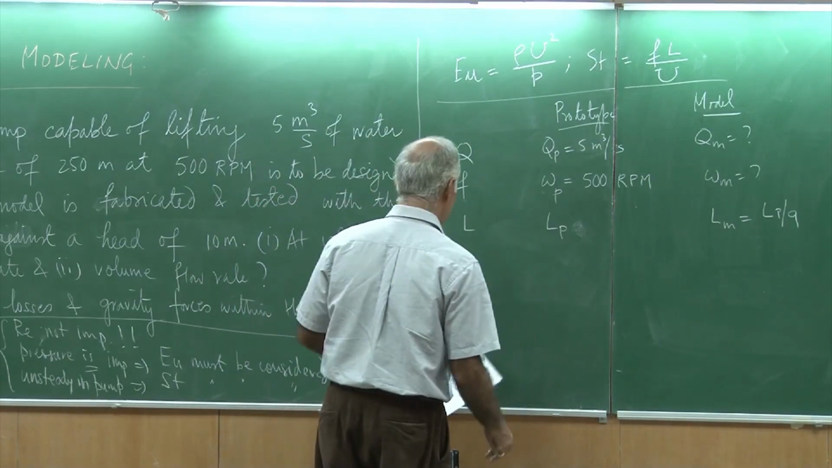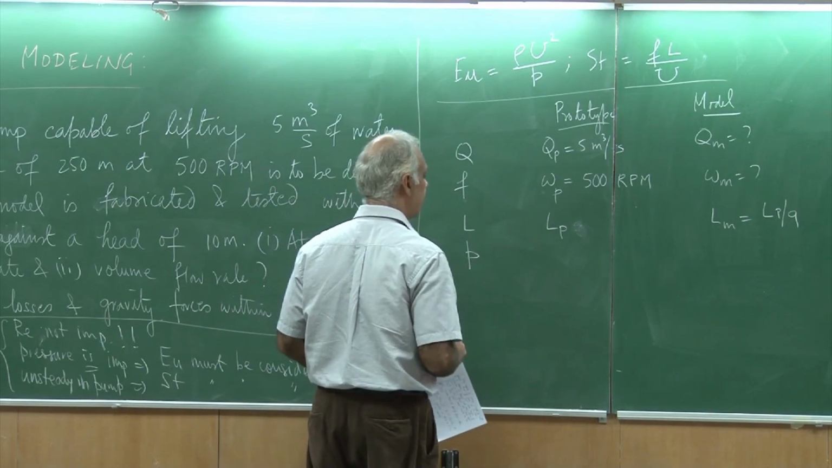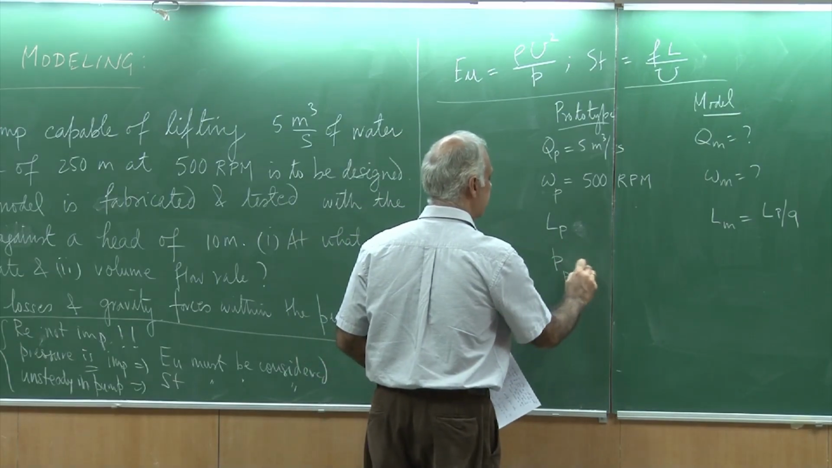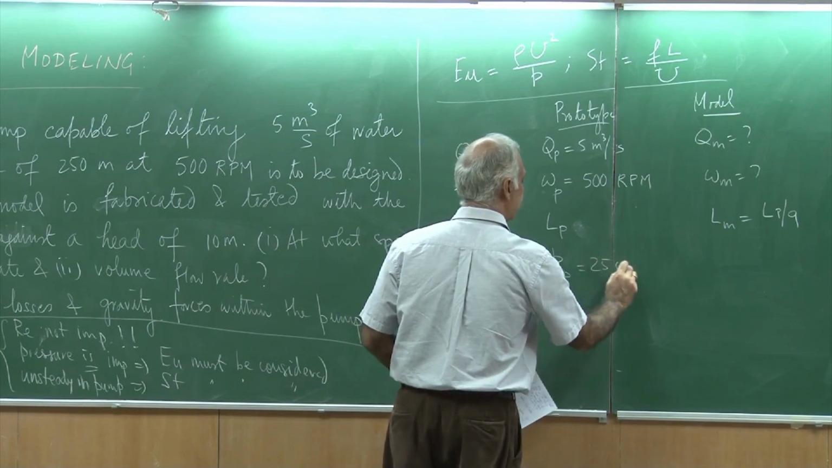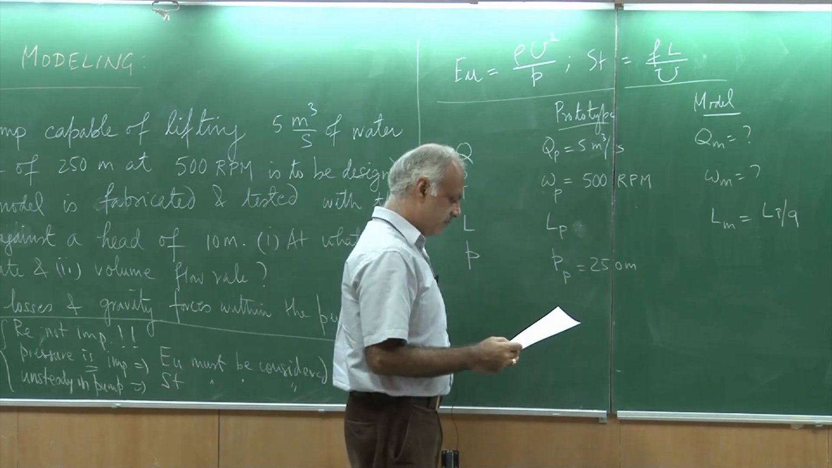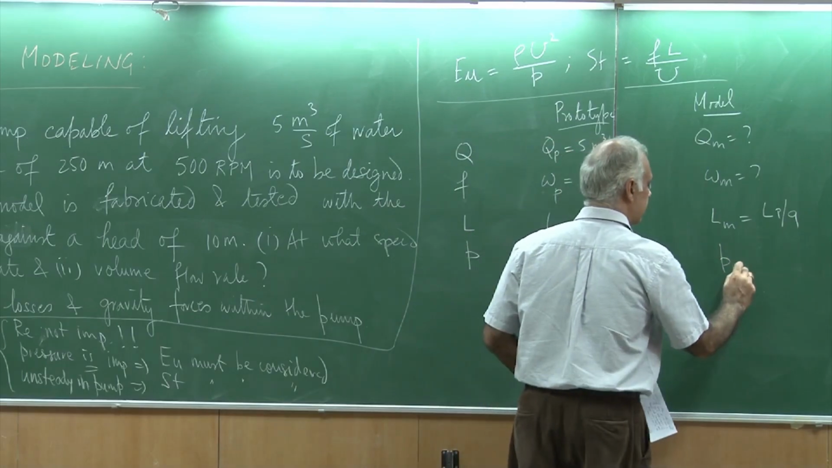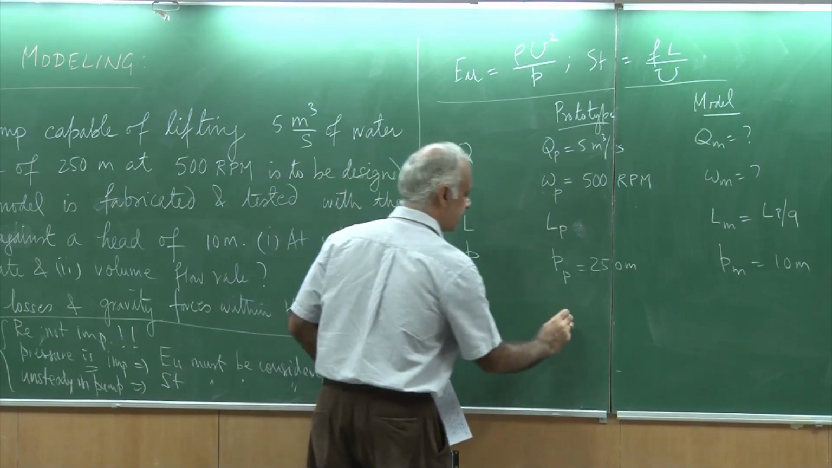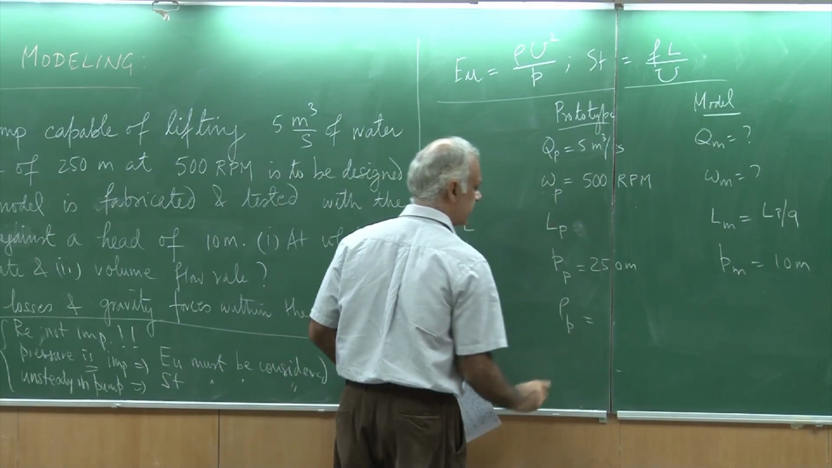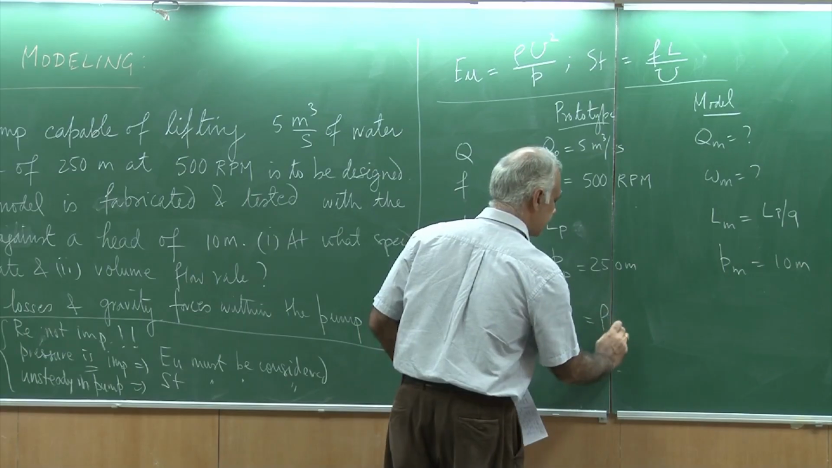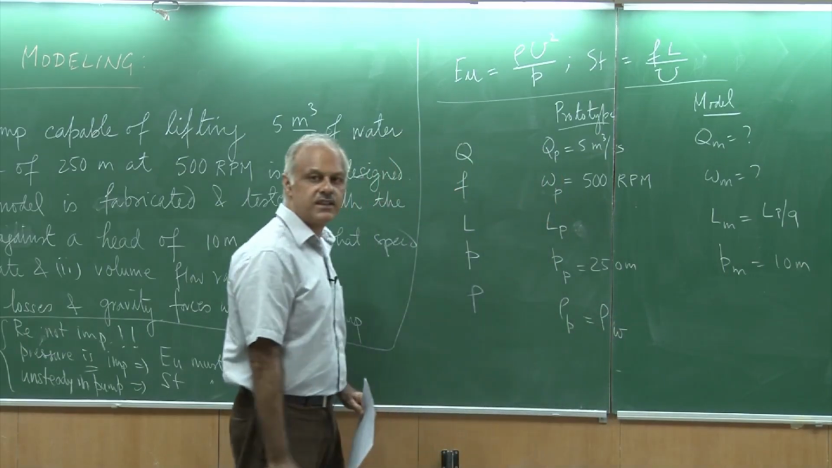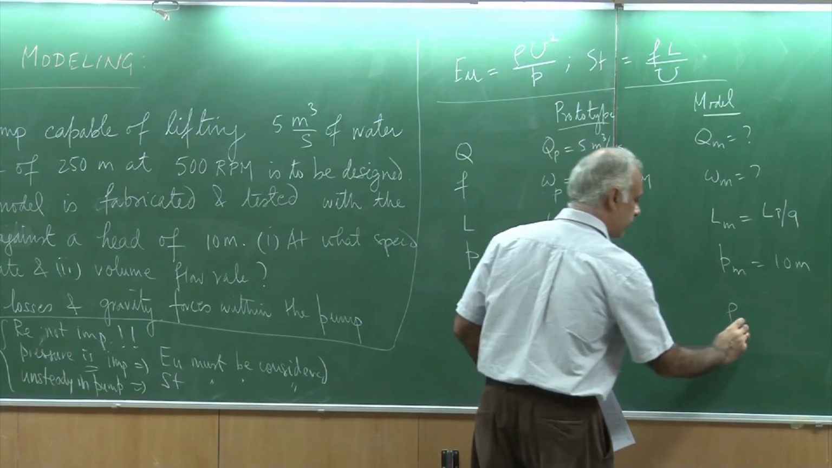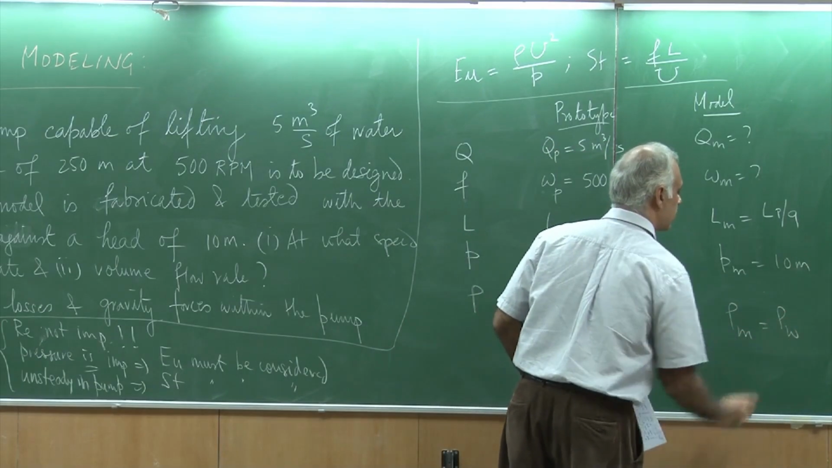I can talk about the head, the pressure head for example. This was for the prototype, it is given as 250 meter, and for the model this is 10 meter. Rho is the density for the prototype, which is rho water, 10 to the third kilogram per meter cube, and the same fluid is being used for the model, so that is also rho water.